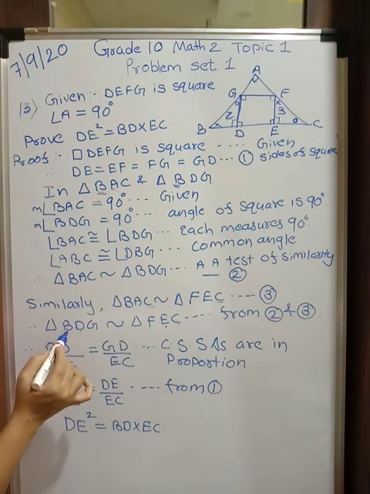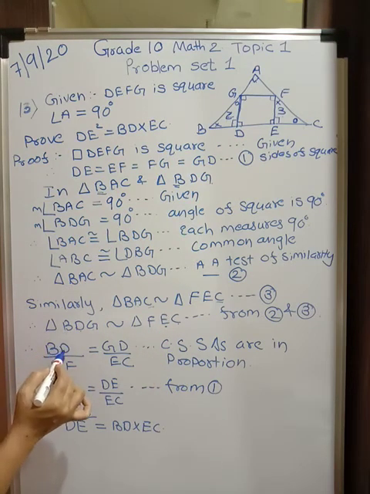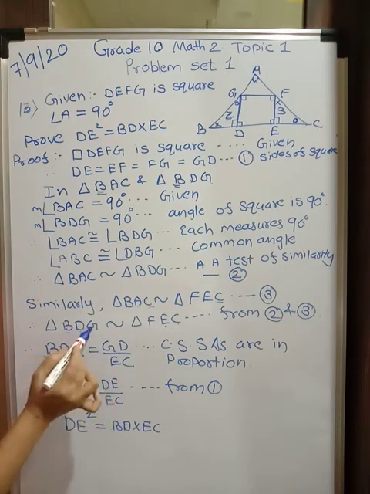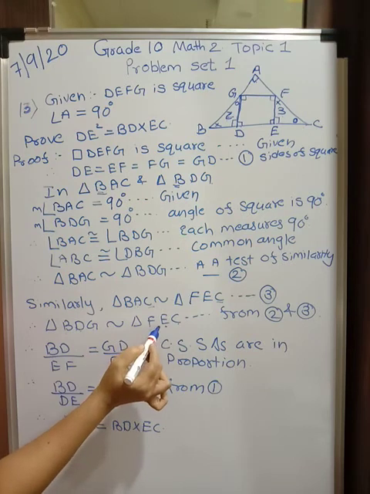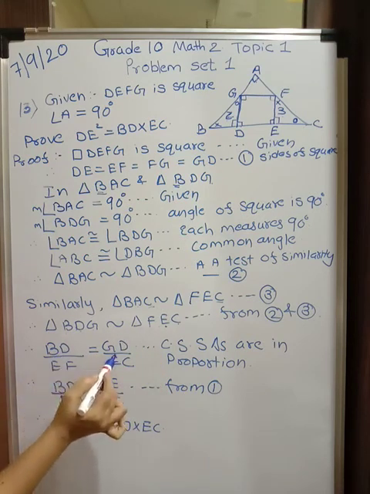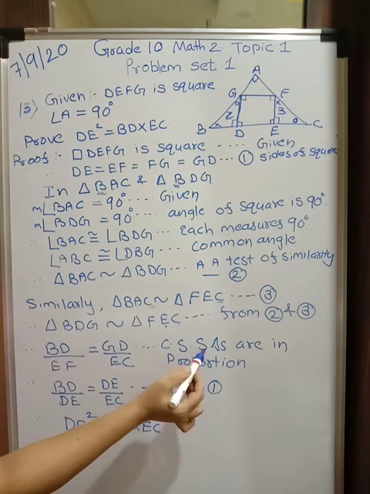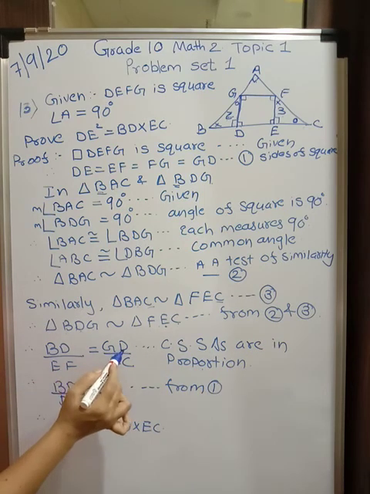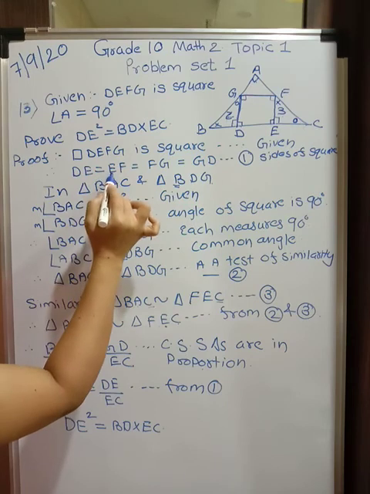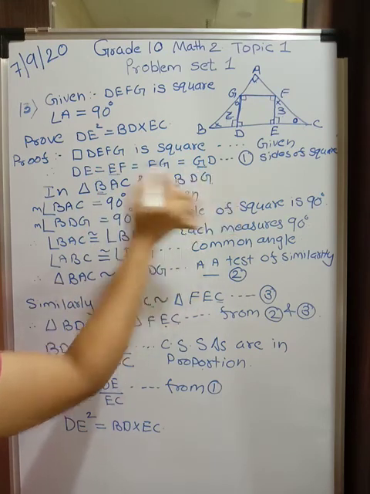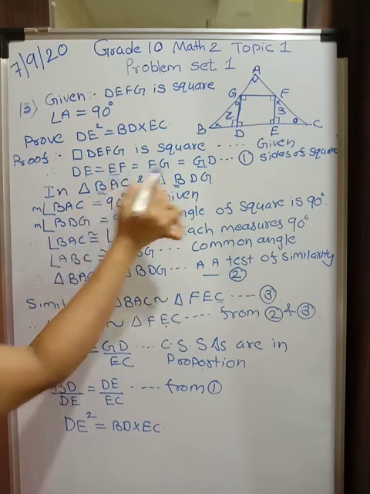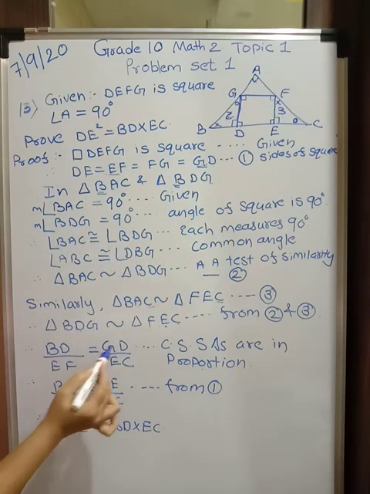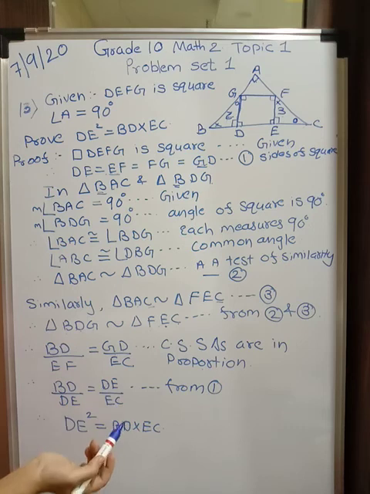So the easy way is to take the first two letters, BD. So here also it will be FE, and GD will go with EC. This is equal to this. These are corresponding sides of similar triangles, which are in proportion. But look at the first, EF and GD, both are equal to DE. So in these two places I have written DE and DE because these are sides of the square. So all the sides of the square will be equal.